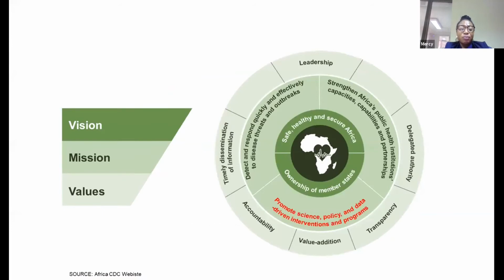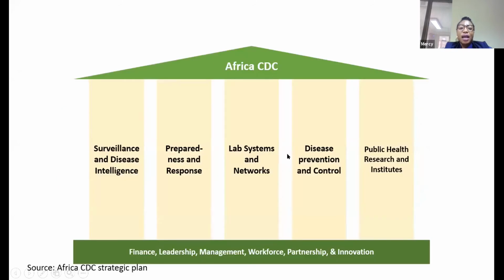As part of Africa CDC's pursuit to realizing a safe, healthy, and secure Africa, one of our missions is to ensure the early detection, prompt and effective response to public health threats and outbreaks in the continent. As shown on the diagram, Africa CDC has 5 pillars, one of which is the surveillance and disease intelligence pillar. And that is where the event-based surveillance unit sits.